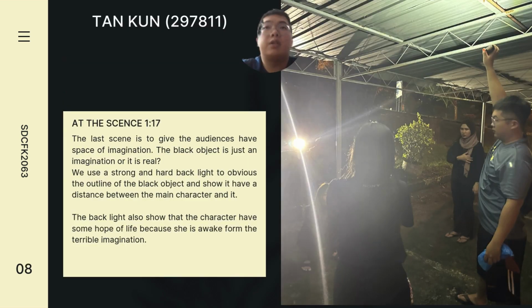At 1 minute 10 seconds, the last scene is to give the audience space for imagination. Is the black object just an imagination or is it real? We use a strong and hard backlight to make the outline of the black object obvious and show that there is a distance between the main character and it. The backlight also shows that the character has some hope of life because she is awakening from the terrible imagination.